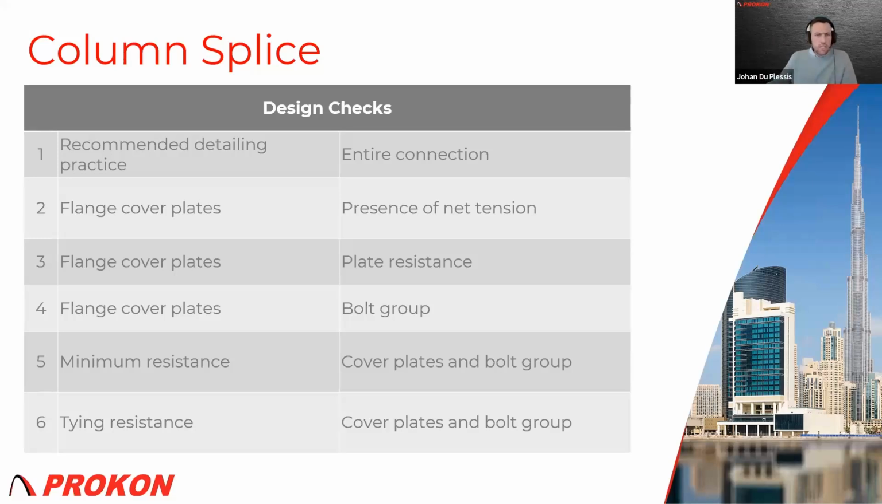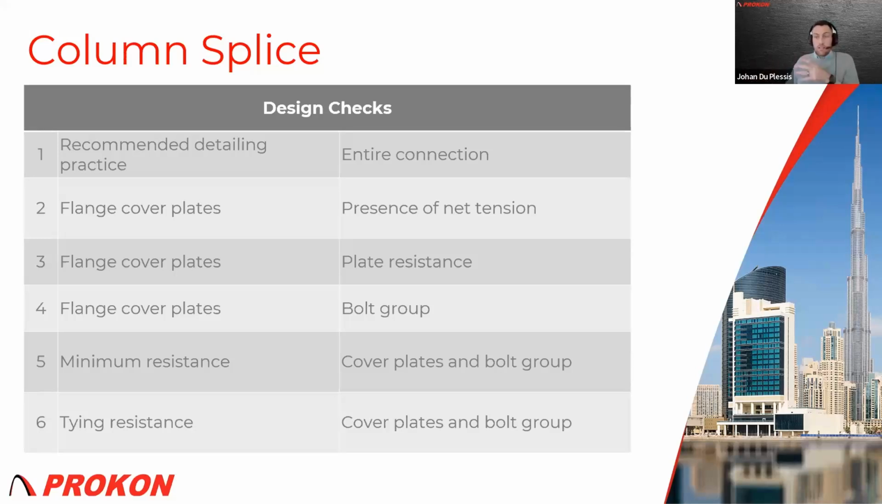Then we've got a couple of checks on the flange cover plates. You can imagine we need to check the tension in those cover plates, to see if the plate resistance is enough, and then obviously the bolt groups, the bolts that are loaded in shear, must be able to resist those shear loads. And then we've got a minimum resistance check, so that's for the cover plates and the bolt groups. They must have a certain minimum resistance to be considered adequate.